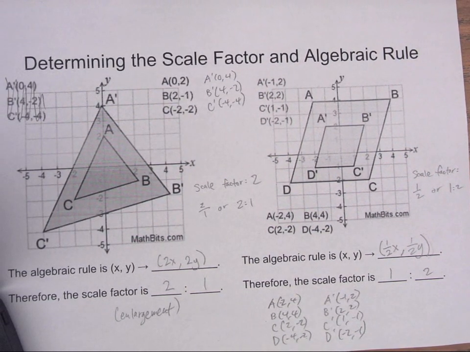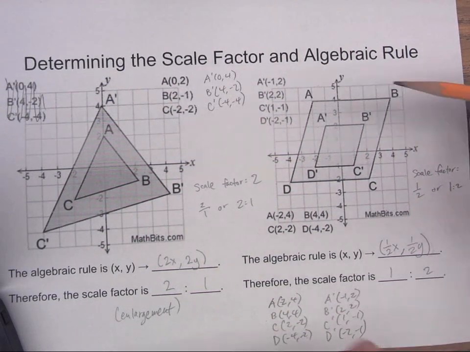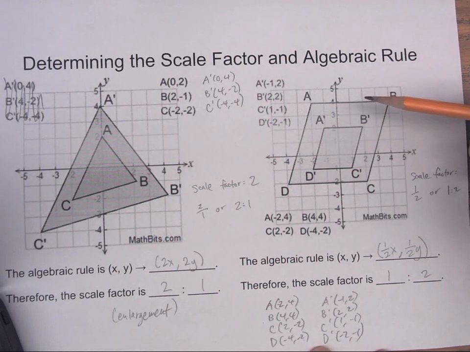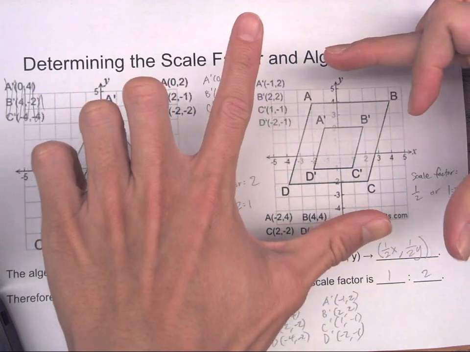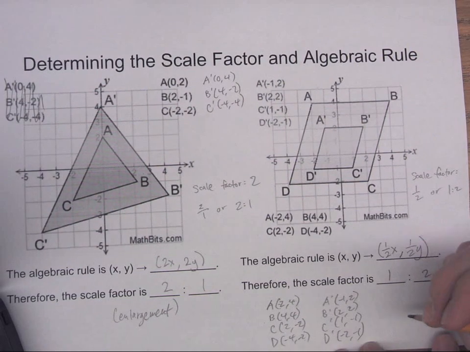Okay, and this here is called a reduction. It's called a reduction because we're going from the bigger image and making it smaller. We're making SpongeBob smaller.